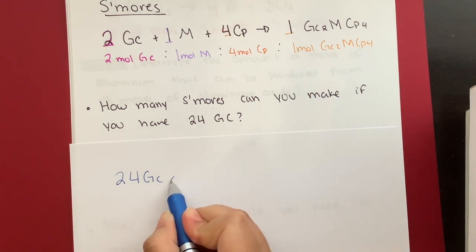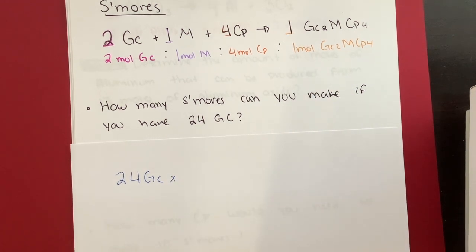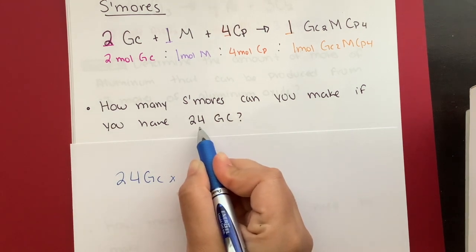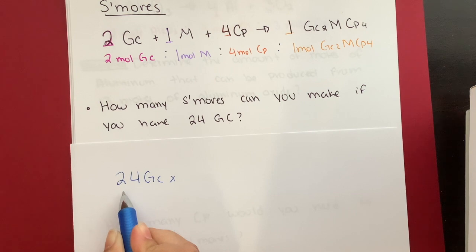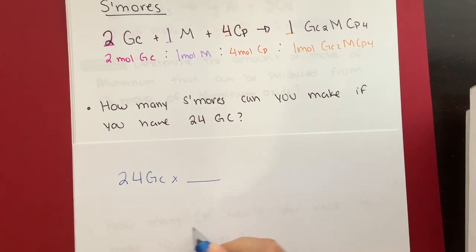But let's say I did it the way we're going to do it in chemistry. I would start with what was given to me, 24 graham crackers. I start with 24 graham crackers. Then I'm going to use this mole ratio.